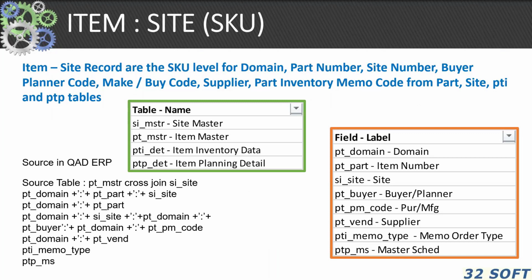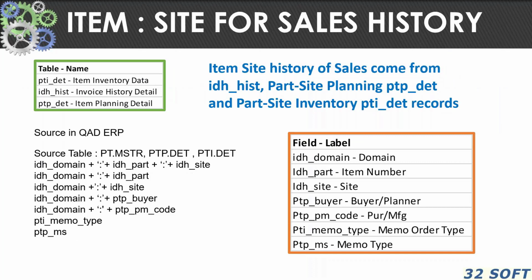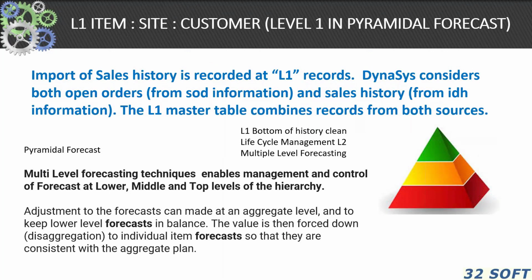Item site records are the SKU level for domain, part number, site number, buyer planner code, make buy code, supplier part inventory code, and they come from part site PTI and PTP tables. The item site history of sales comes from IDH, the part site PTP, and the part site inventory PTI data records for item, buyer, and memo codes.